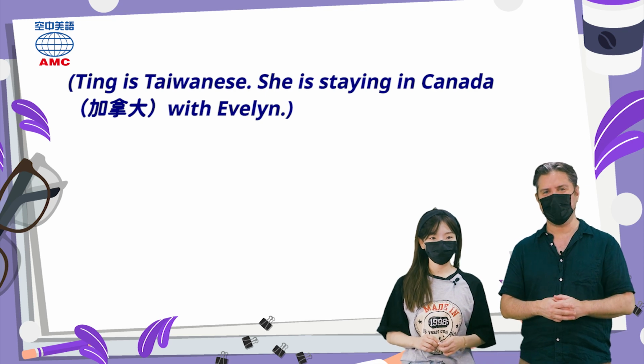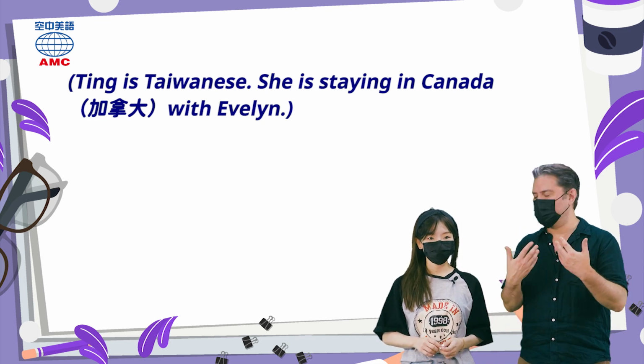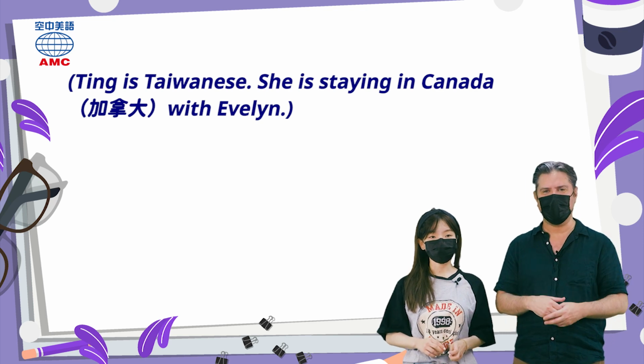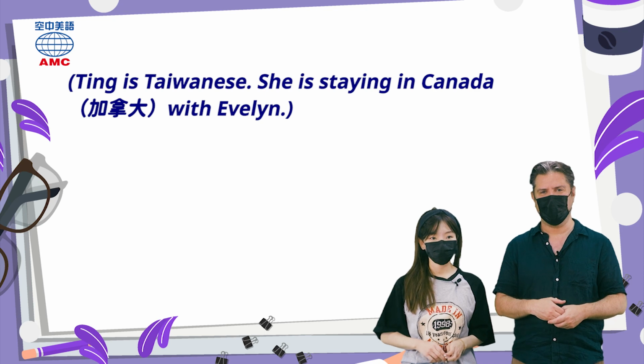She's a Taiwanese person living there, and I'm guessing maybe her friend Evelyn is from Canada. So Ting might be there studying or working, and she has a Canadian roommate or friend.